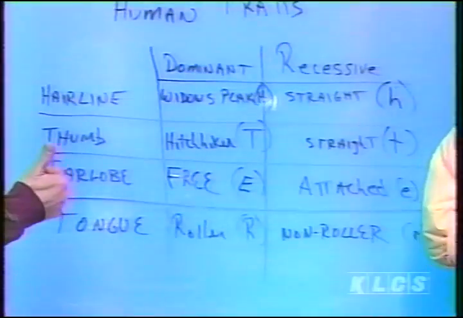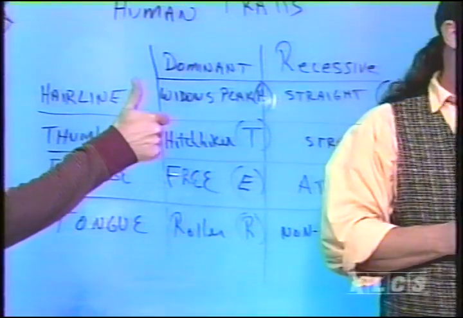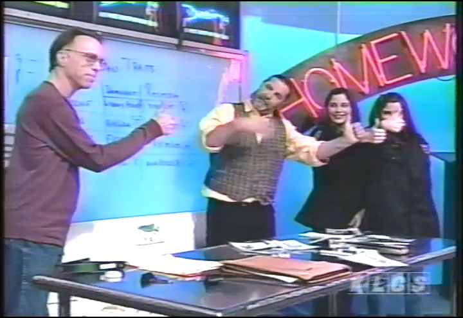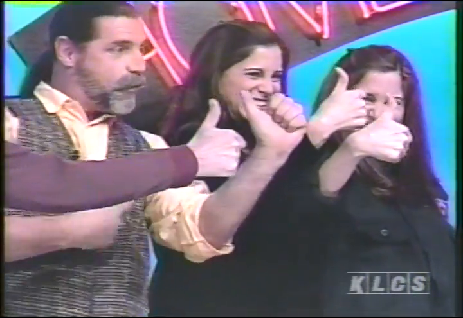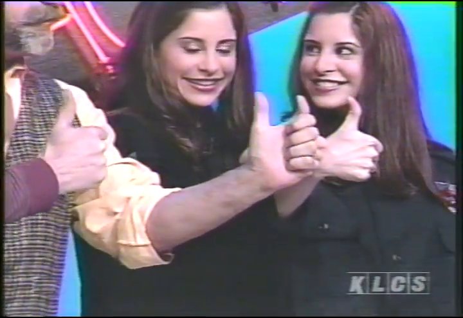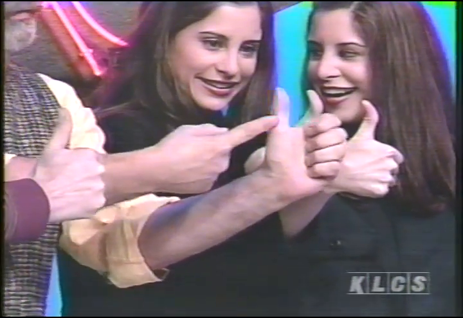Another trait we can look at is called the hitchhiker's thumb. Okay? Thumbs up, everybody. If we look at our thumbs here, come on closer. My thumb is straight up and down, whereas these thumbs are very exaggerated, pointed back towards themselves. The dominant trait is the hitchhiker's thumb, and the recessive trait is the straight thumb.